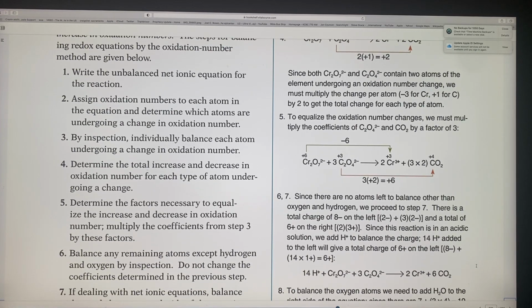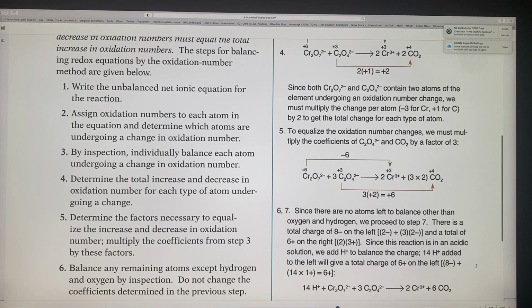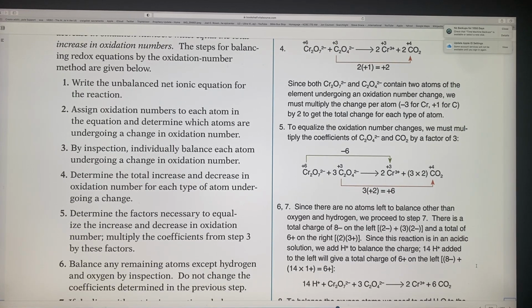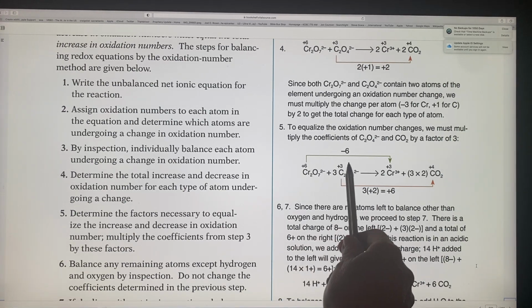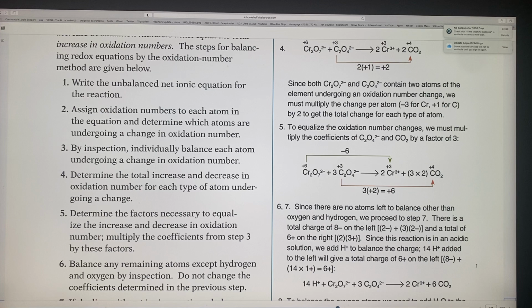So again, the steps. Here are the steps. First, we're going to write the unbalanced net ionic equation. Just write it down. And then before inspection, we're going to assign oxidation numbers. Each one of them has to have an oxidation number. See all these oxidation numbers, +1, +3. They're all going to have to have numbers. And we already went over how to do those numbers. So that takes a step right there.